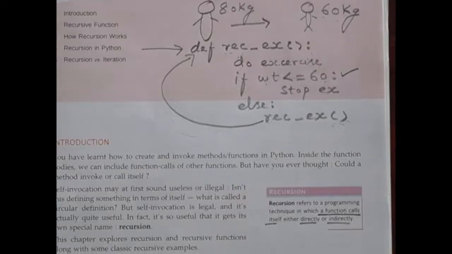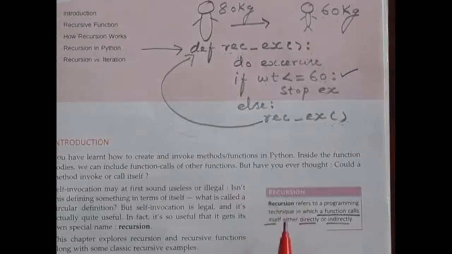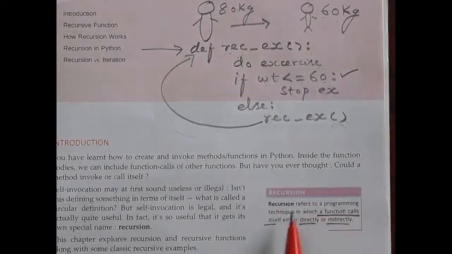Okay, fine. See the definition of recursion. Recursion refers to a programming technique in which a function calls itself directly or indirectly. A function calls itself either directly or indirectly. This concept is called recursion.